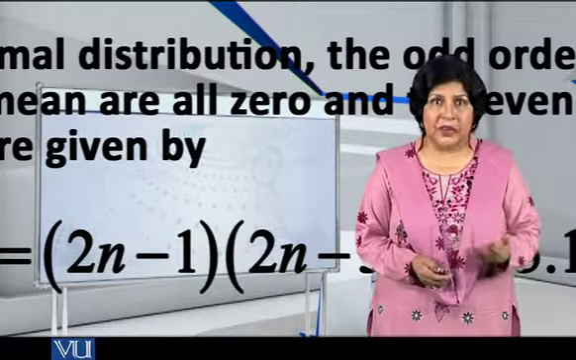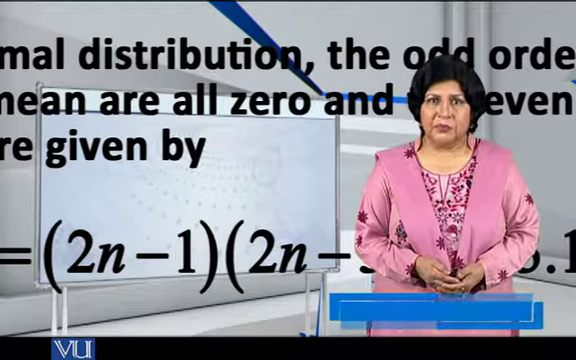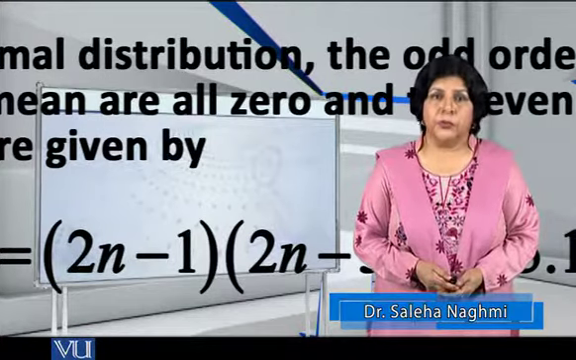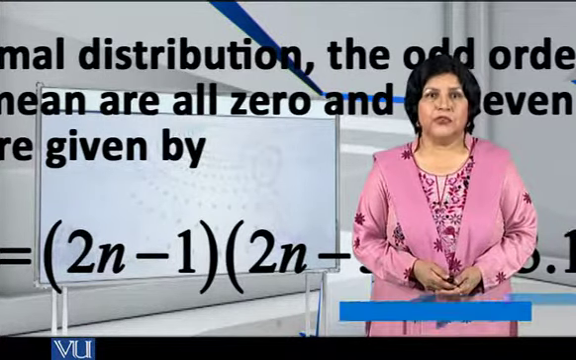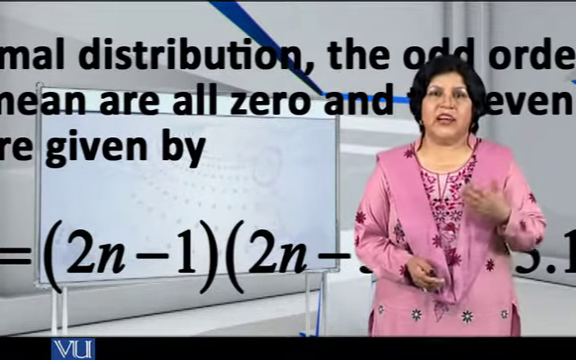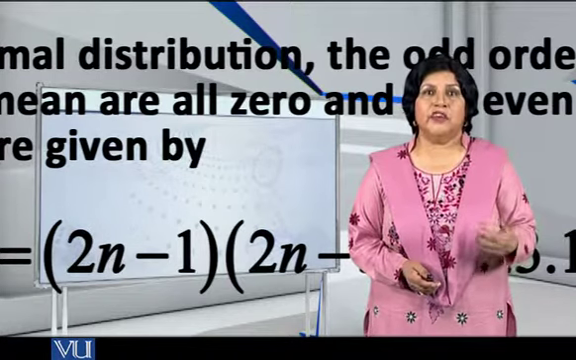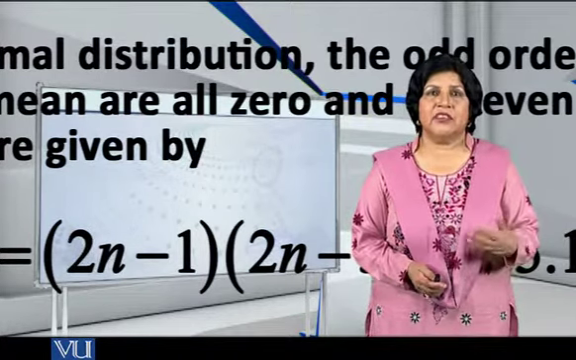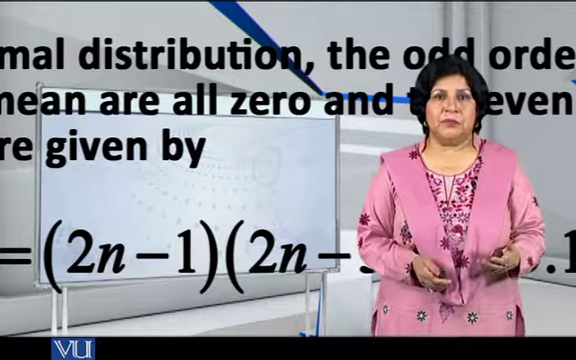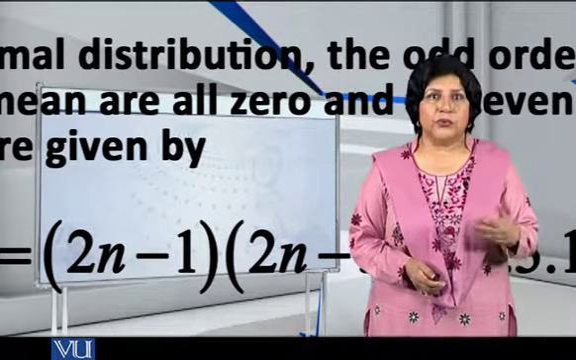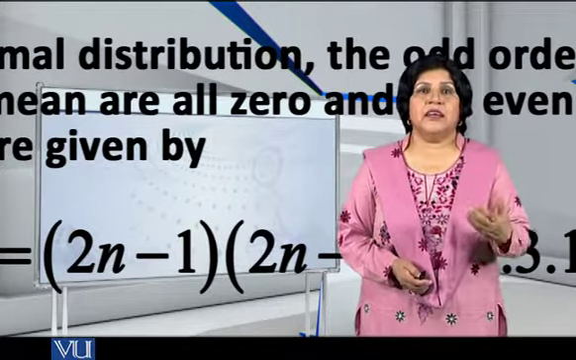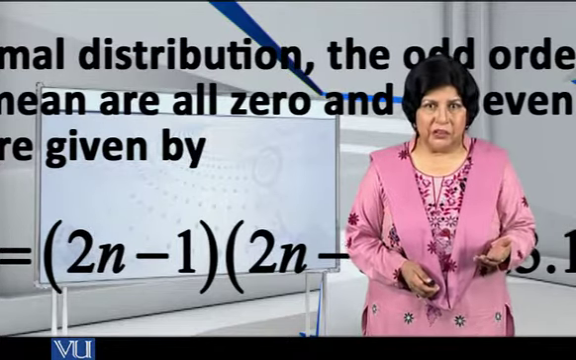moments are given by mu 2n, where 2n, of course, is in the subscript, is equal to 2n minus 1 into 2n minus 3 into 2n minus 5, and so on, until we reach 5 into 3 into 1, and this whole thing multiplied by sigma raised to 2n. N itself is a positive integer.